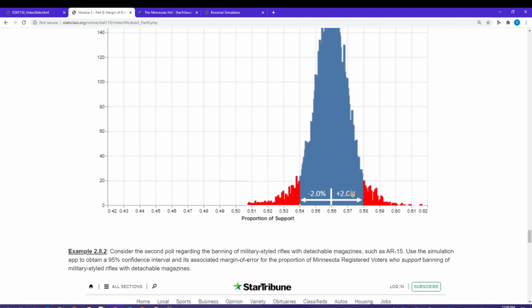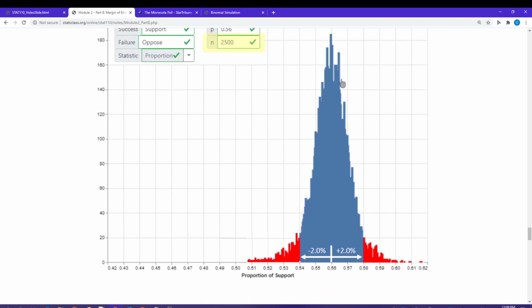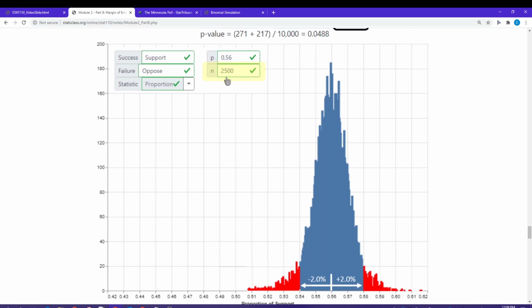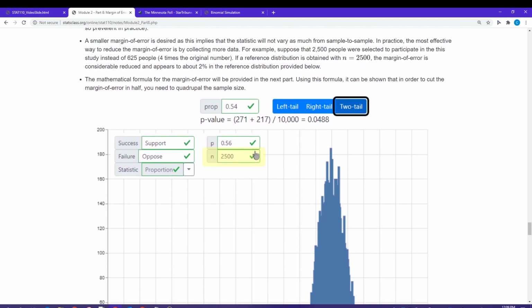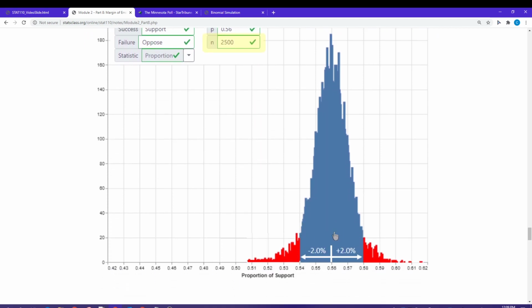Here you can see that the reference distribution is much skinnier now. And the reported margin of error for this is going to be much smaller. So the margin of error when I had 625 people in my poll had to go down to about 52 and up to about 60, about 4% or 3.9%. If I quadruple the sample size, so go from 625 up to 2,500, you can see that my margin of error is reduced substantially.